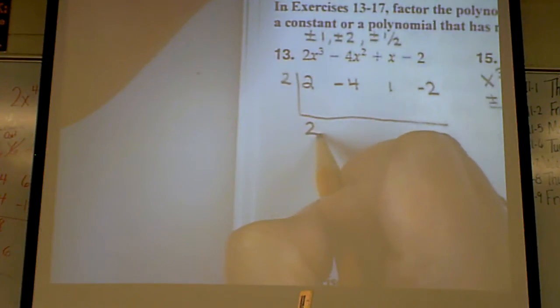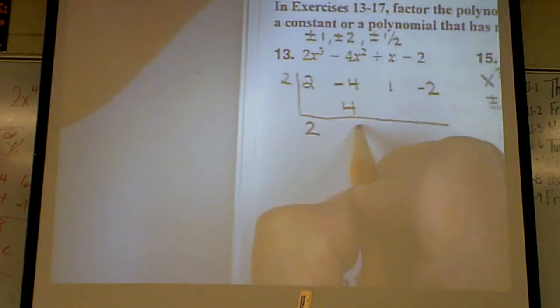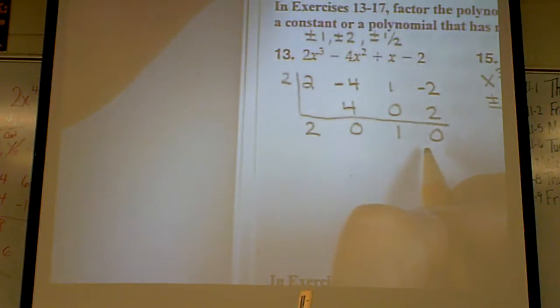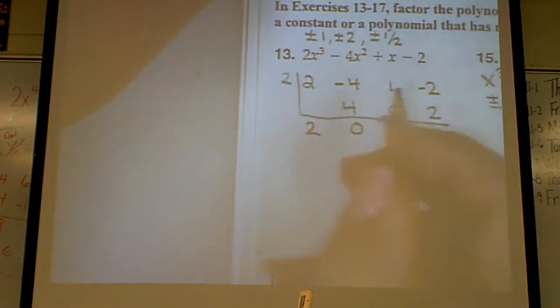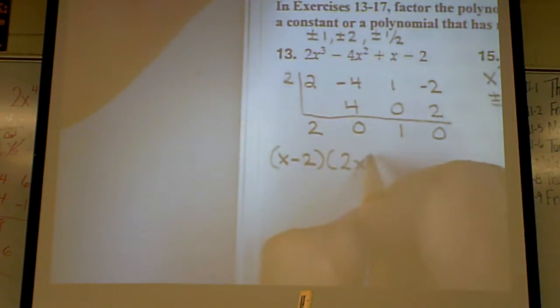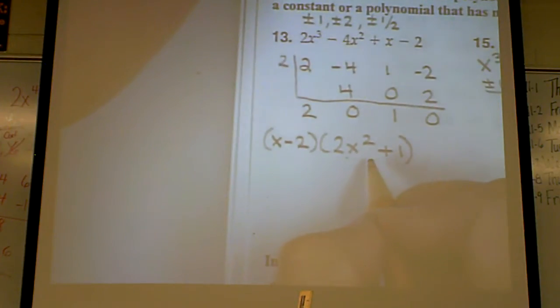So you're gonna bring 2 down. 2 times 2 is 4. 0, 0, 0, 0, and then 0. Right? So what do you have now? X minus 2 times 2x squared plus 1. Alright, now what are you gonna do? Now you're going to solve for x with that one. We're gonna try to solve this for x. So this is our next step.